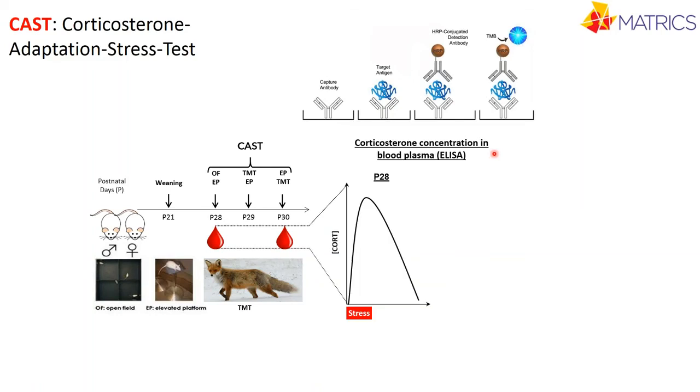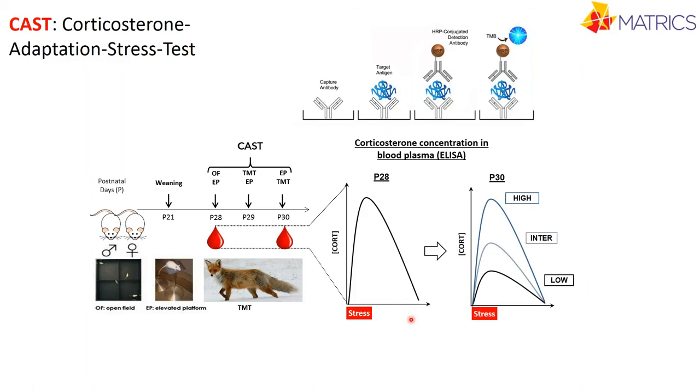We also take some blood from the tails at P28 and P30, and we analyze the blood with the ELISA immunoassay, as you know, and we determine the concentration of corticosterone in the plasma. So this is what we obtain for the P28.